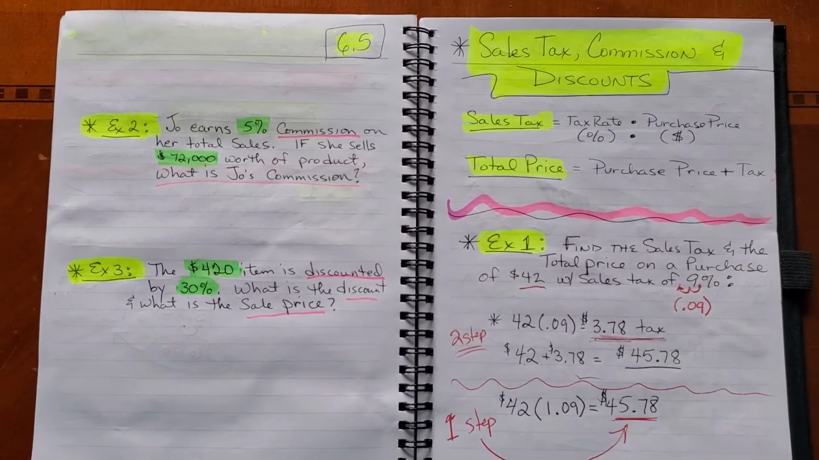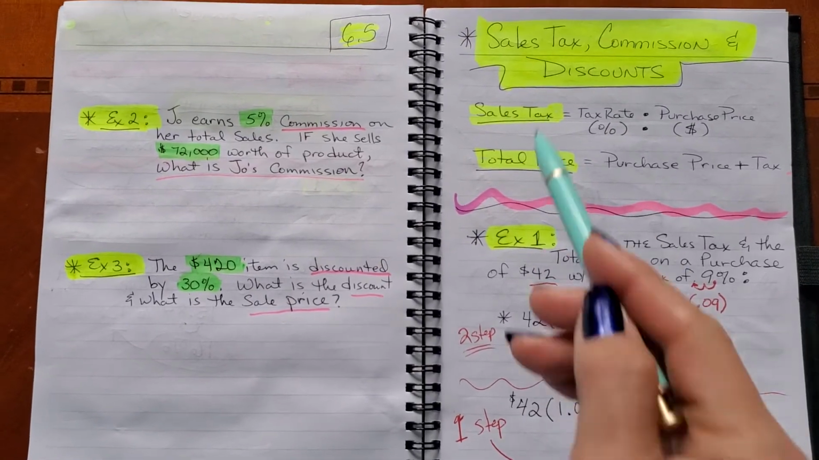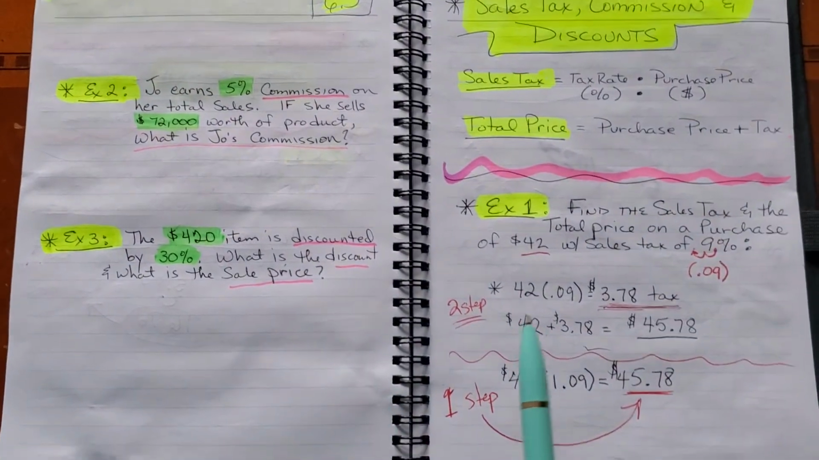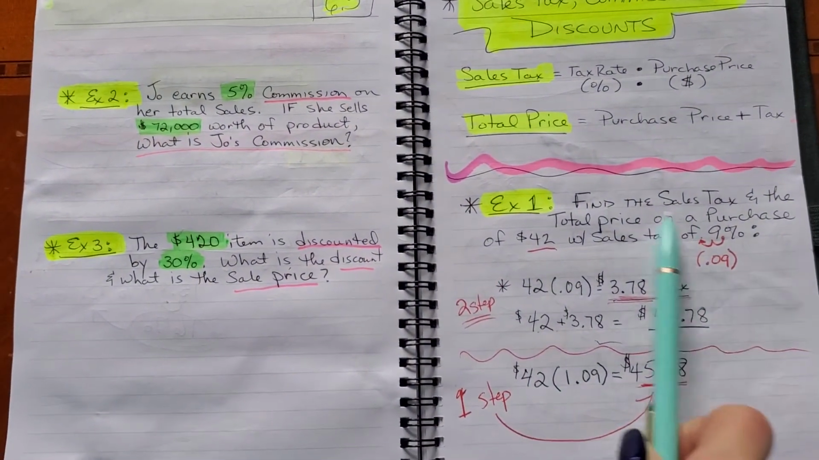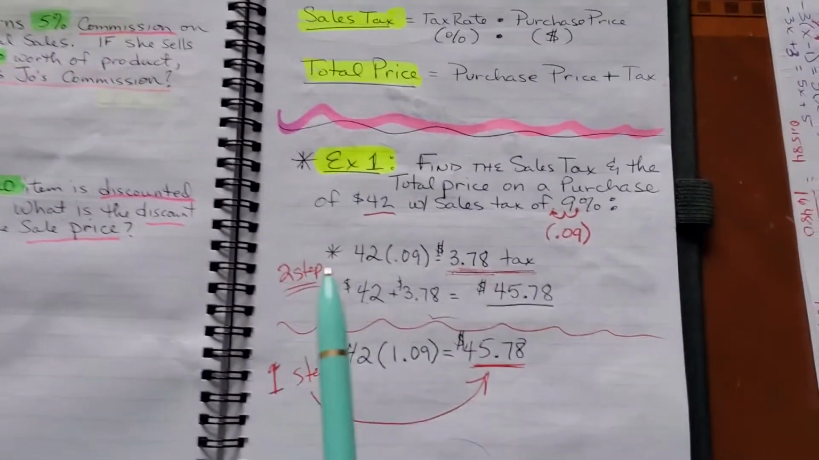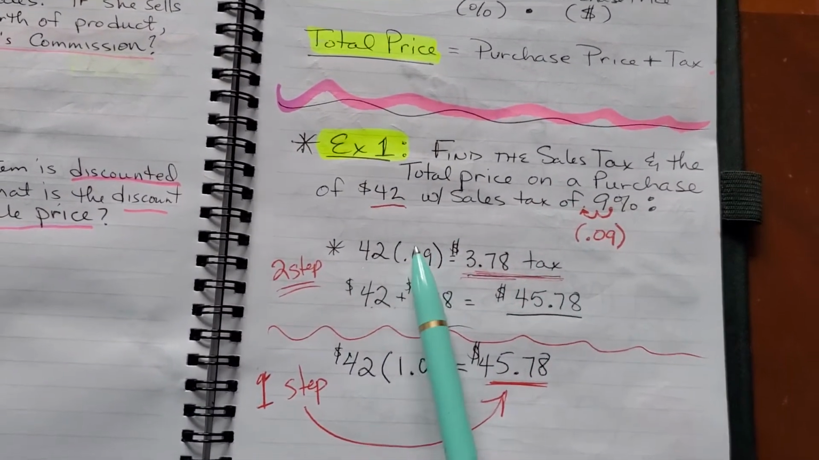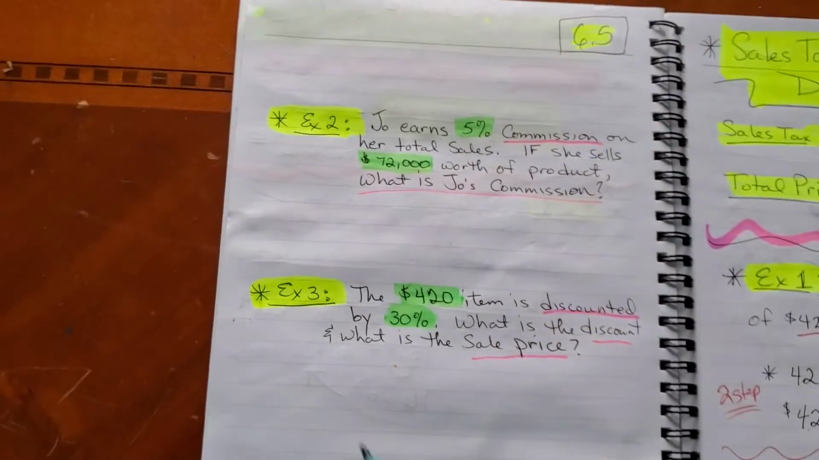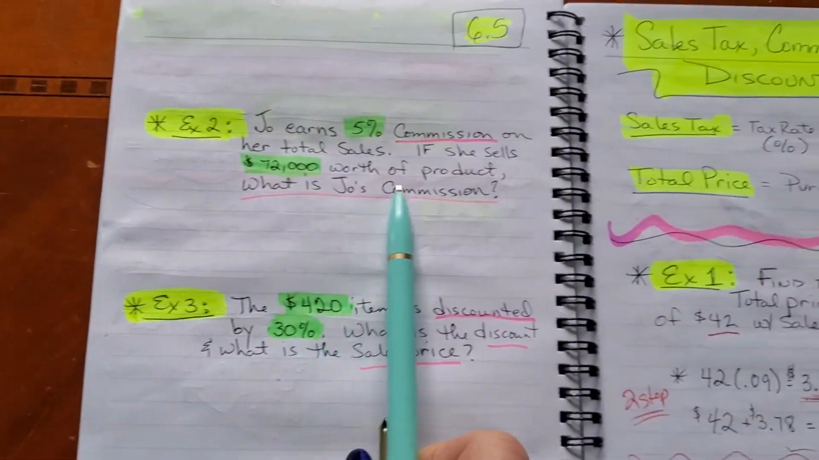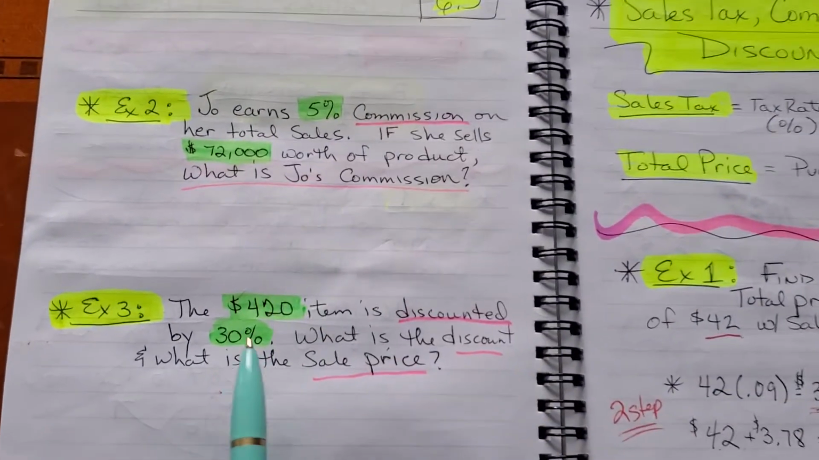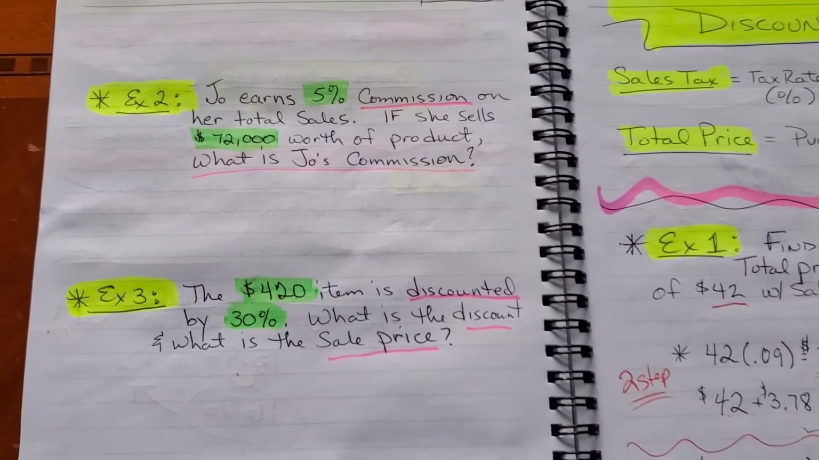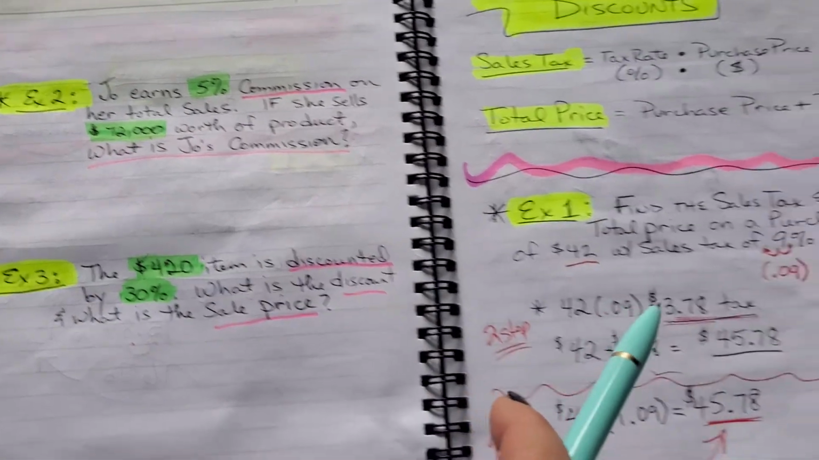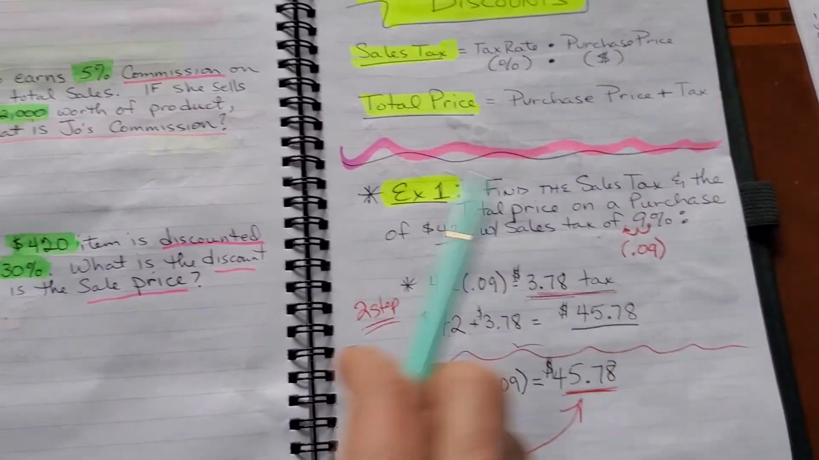I just wanted to continue with our sales tax, commission and discounts video. I did this example as our first video of finding sales tax on a purchase, showing 2 steps and 1 step. Now I want to show you an example of a commission, and then we're going to do a discounted rate, okay? So finding a commission is exactly like finding sales tax, okay?